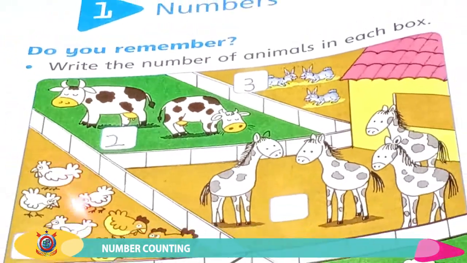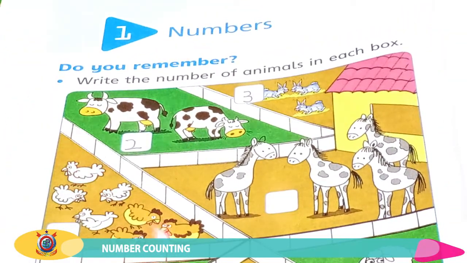Now come to this form. What is here? Yes, here are hands. Now let's start to count the hands. 1, 2, 3, 4, 5, 6, 7. We have 7 hands here. How many hands do we have? 7 hands. Now let's count it again. 1, 2, 3, 4, 5, 6, 7. We have 7 hands. Now write it here in this box. 7.